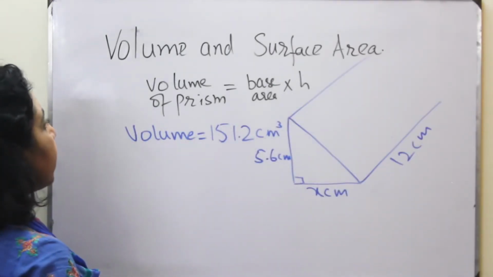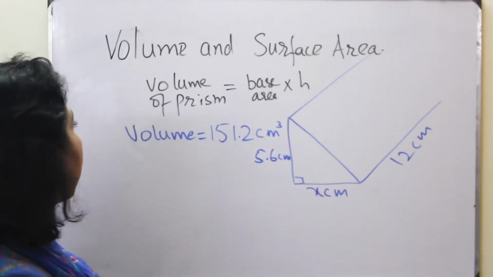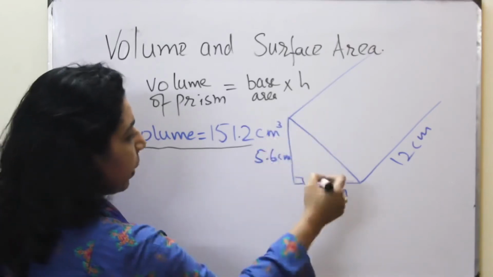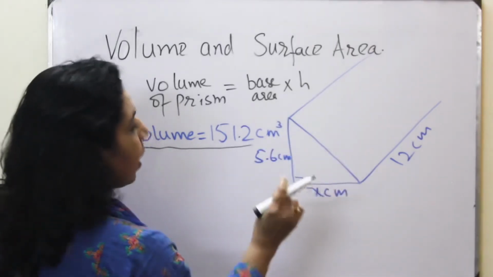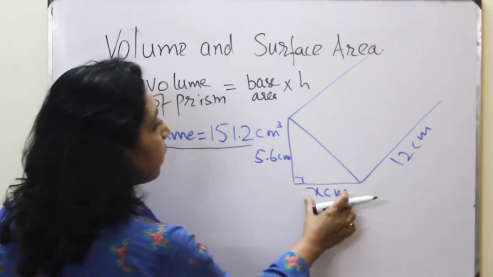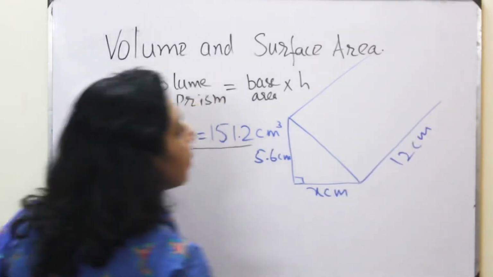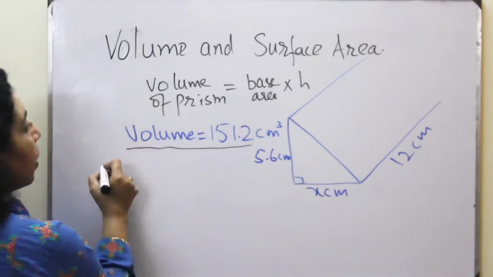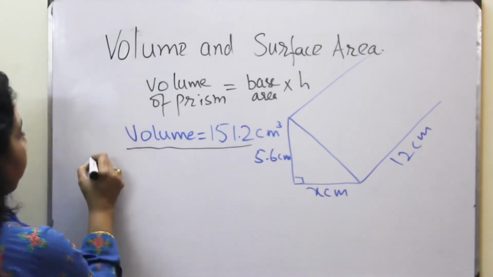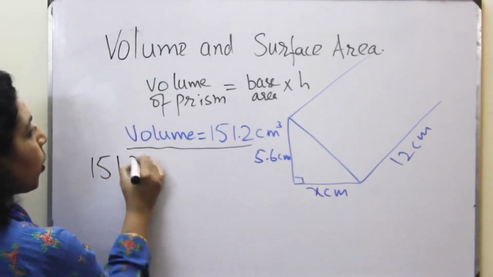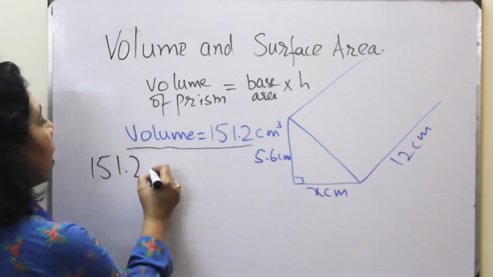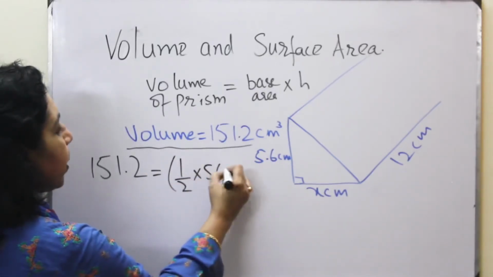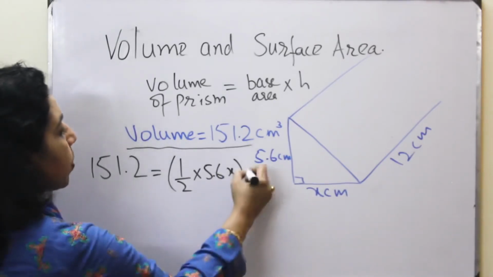Okay, the last question for today. Volume of prism is base area into height. You are given the volume and you are given the height of the base, that is the triangular base prism. Height is given 5.6, base is given x, and the height of the prism is given 12 centimeter. So we have to find x. We shall put the formula along with the value of volume like this. 151.2 is the value of the volume, along with the base area, a triangle, half 5.6 into x along with this 12.